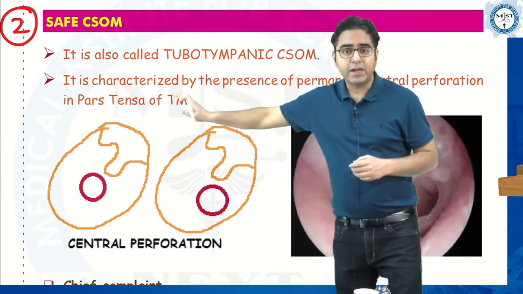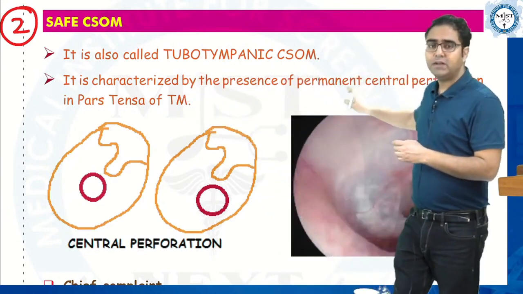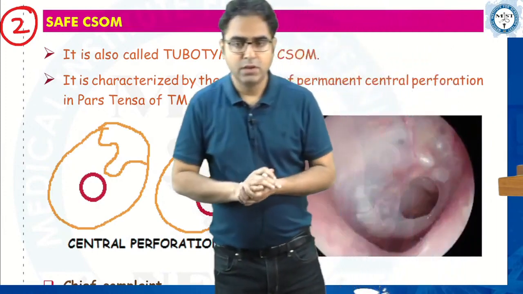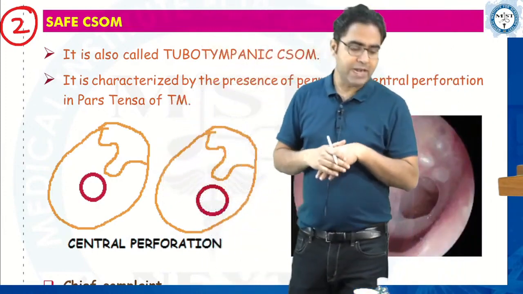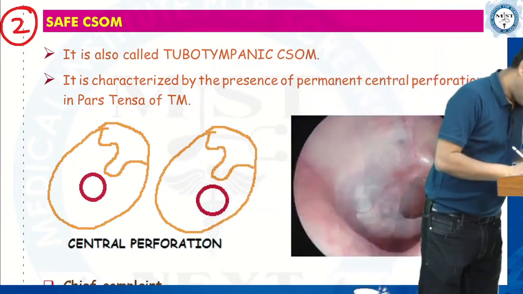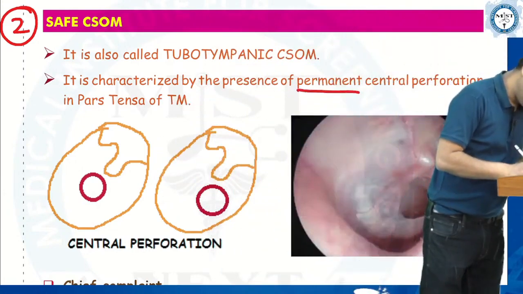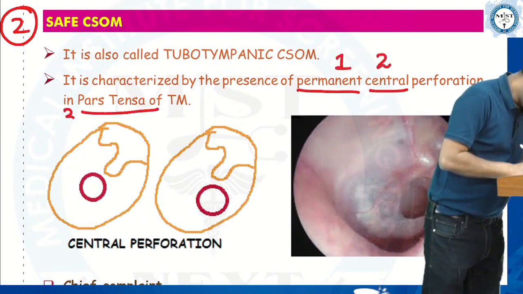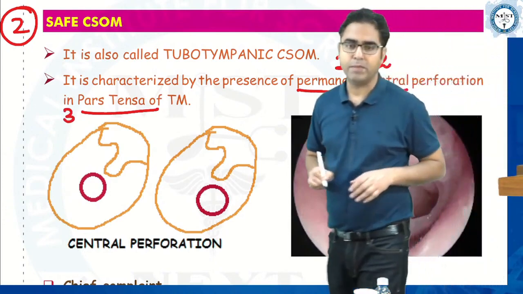It is characterized by the presence of permanent central perforation in pars tensa of tympanic membrane. Three words, beta: permanent, central, pars tensa. Number one, permanent perforation. Number two, central perforation. And number three, in the pars tensa of the tympanic membrane, beta.